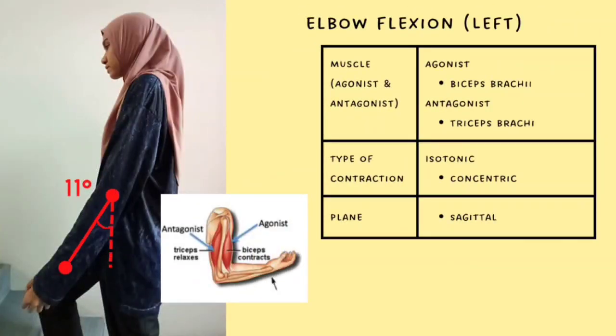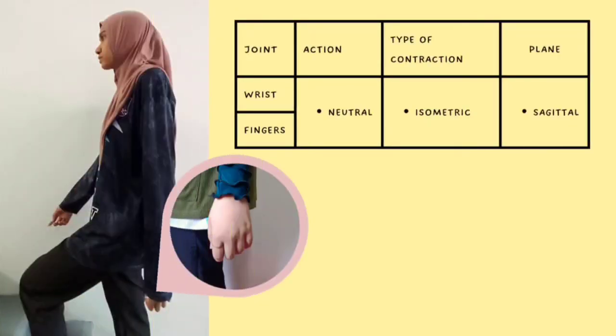The elbow joint is also involved when climbing stair, flexing at 11 degrees. The agonist muscle used is biceps brachii, while antagonist muscle is triceps brachii. When the arm is swing forward, there is concentric contraction at the elbow flexor. The plane of this motion is sagittal plane. Lastly, the wrist and fingers joint is in neutral position where there is no motion in this step. The type of contraction is isometric and the plane of this position is sagittal plane.